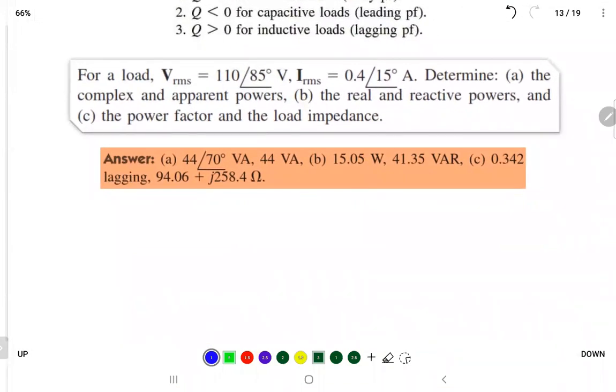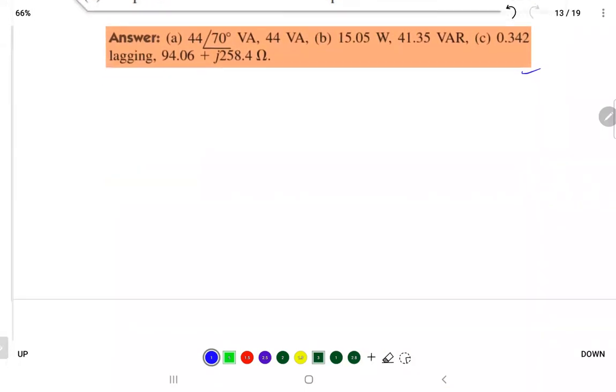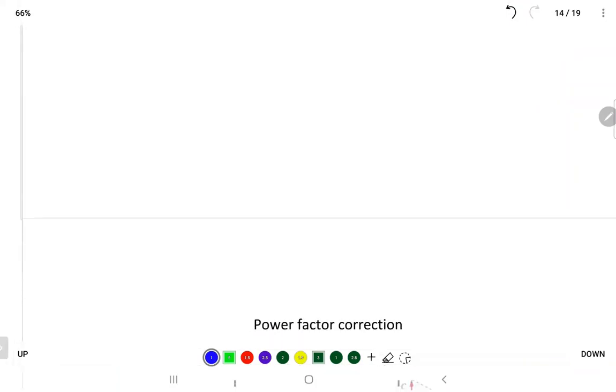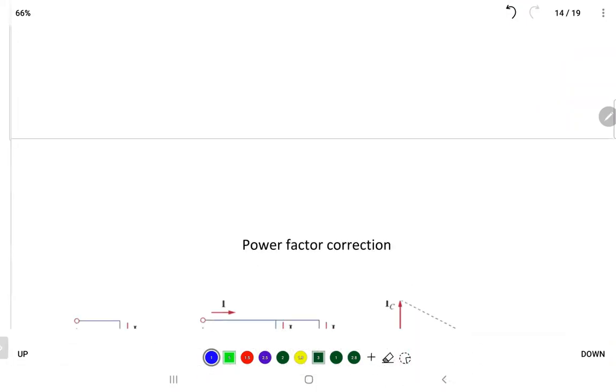This example you can work out at home. It's just similar to what I just did, and I give you the answer so you can test if you can understand. Exactly the same, just a different one. I want to talk about something else. Power factor correction.